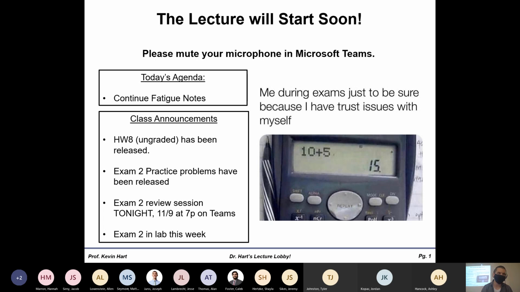And this calculator meme specifically for this week. All right, so trust issues with yourself. I do this all the time too, even when I'm making up exams, making up homeworks, etc. 3 plus 7, better go to the calculator. Okay, that's how I feel about it.